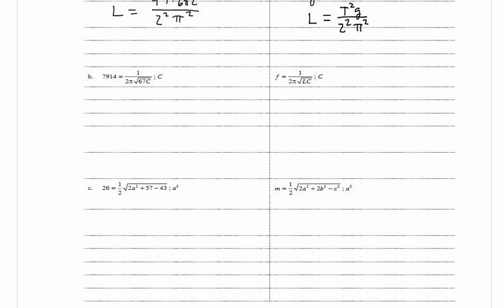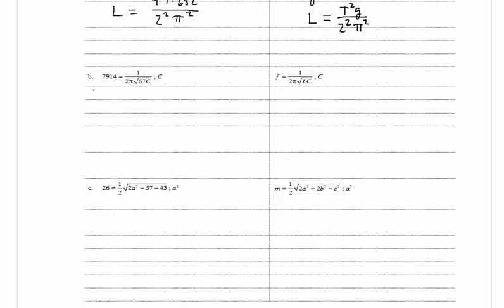So you can see the steps in these two examples were the same. In the first example, we had more numbers involved, and in the second example, we had variables representing some of those numbers in the first example. In B, we have 7,914 is equal to 1 divided by 2 pi times the square root of 67c, and we want to solve for c. So the first thing I'm going to do is cross multiply.